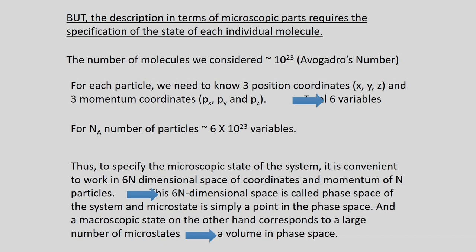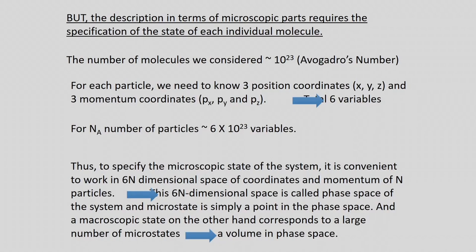Now the number of molecules we consider here is in the order of Avogadro's number, and for each particle or molecule we need to know at least three position coordinates and three momentum coordinates. So total six variables we need to know for each particle, and we have Avogadro number of particles here. So typically we need 6 × 10²³ variables. Thus, to specify the microscopic state of the system, it is convenient to work in 6n dimensional space of coordinates and momentum of n particles.